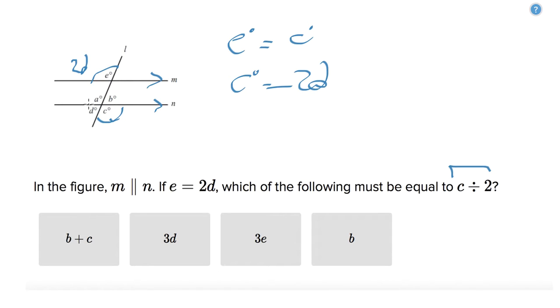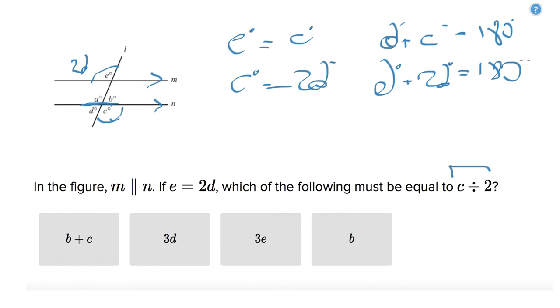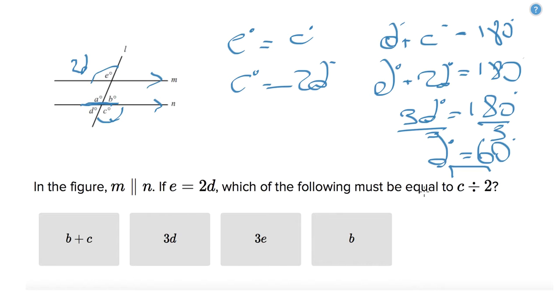Awesome. We also know that D and C are supplementary, so D plus C have to equal 180. So D degrees plus C degrees has to equal 180 degrees, and we already know that C equals 2D. So D degrees plus 2D degrees equals 180 degrees. So 3D degrees equals 180 degrees. So this is great because now we can get a real value for D. We can divide both sides by 3, and we end up with D equals 60 degrees. So D equals 60 degrees.